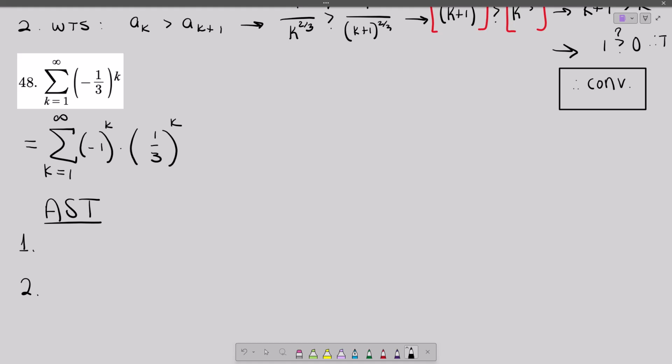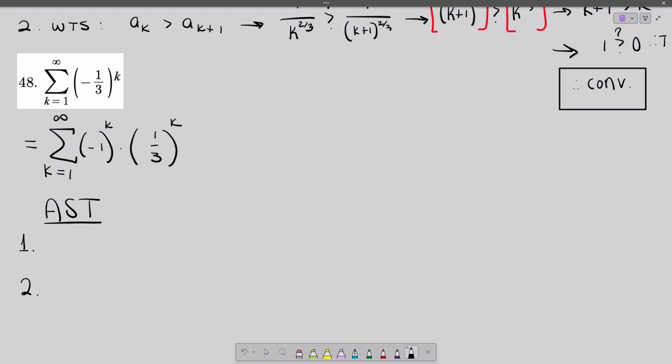Right there, ASD. So the alternating series test has two parts. The limit of a sub k is 0. Yeah, question. So why not taking... So this is false.